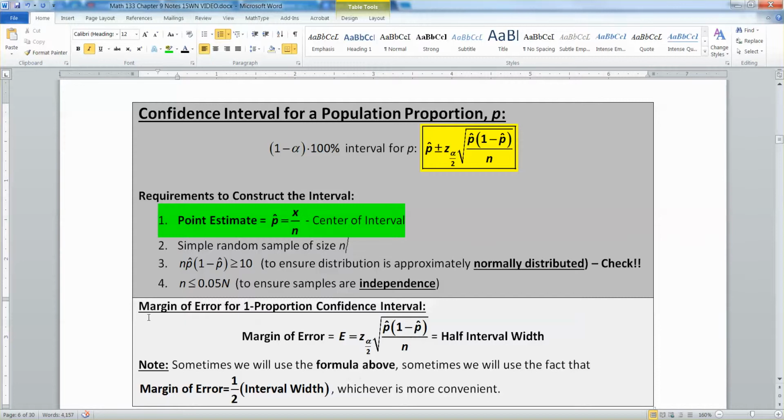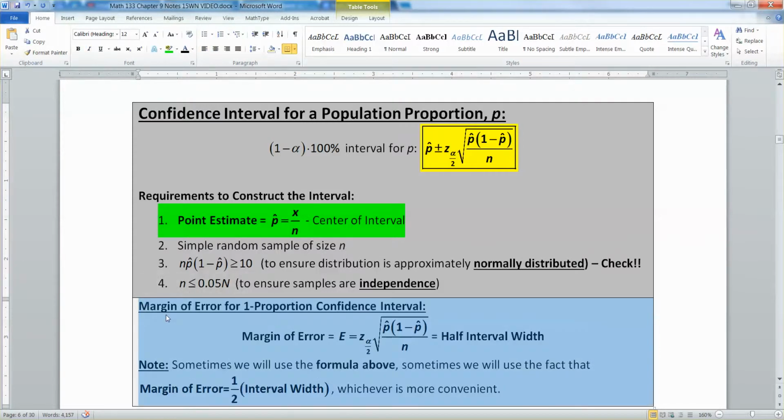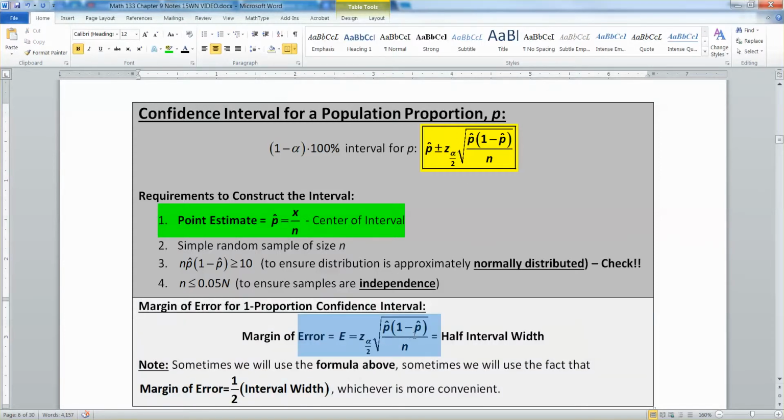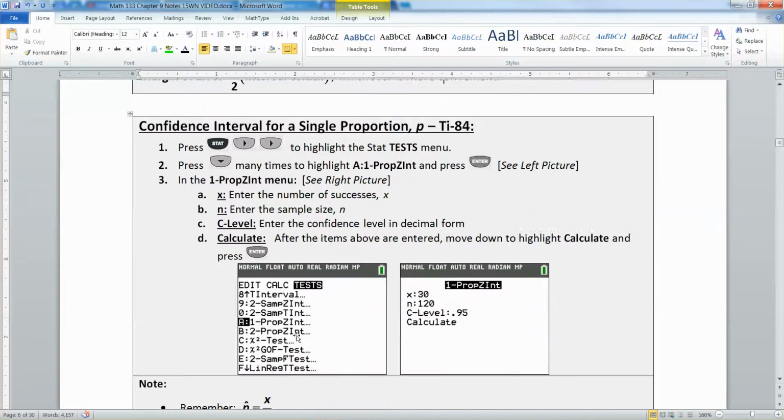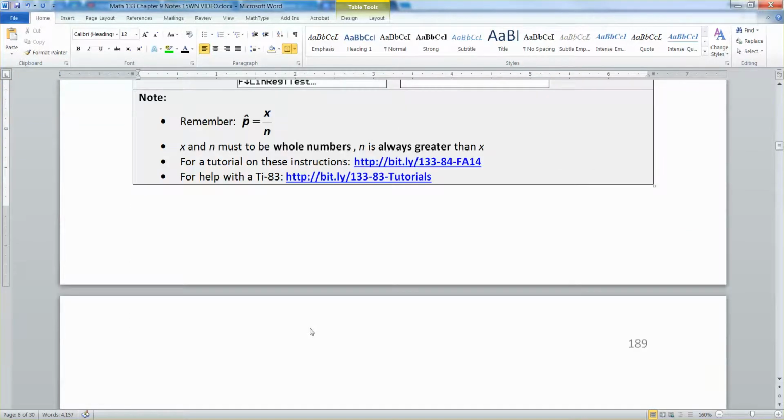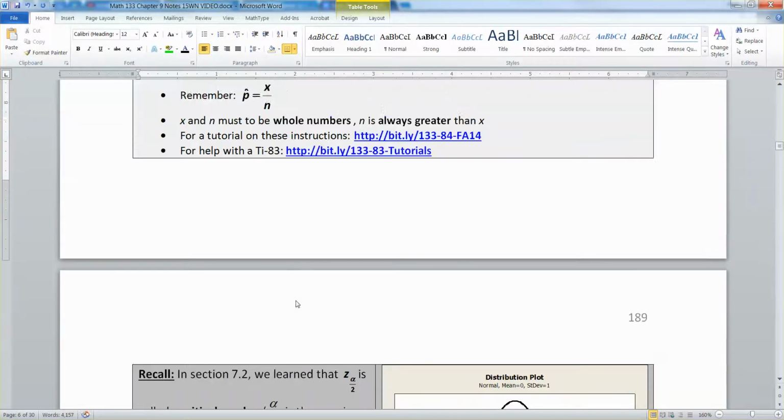All right, now the margin of error, we've seen those words before, and we know that that's the distance from the edges to the center of an interval. That's what the back half of this formula is. So sometimes you'll have to use this formula, which is this big ugly thing, but sometimes you have to use the fact that it's half the width of the interval. Whichever is more convenient for you is the one you're going to use. So sometimes you'll use the big formula, sometimes you'll use half the width. If I were you, I'd use half the width if at all possible, because it's a lot easier to work with. All right, and then these are the calculator instructions, but we're not going to worry about those too much at this point. We'll come back to them in another video.